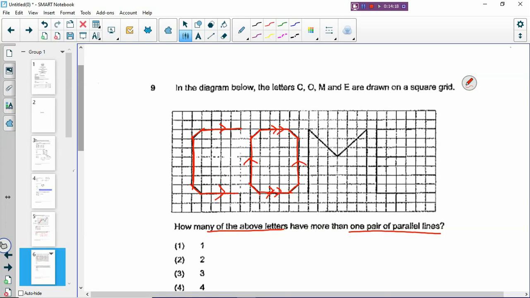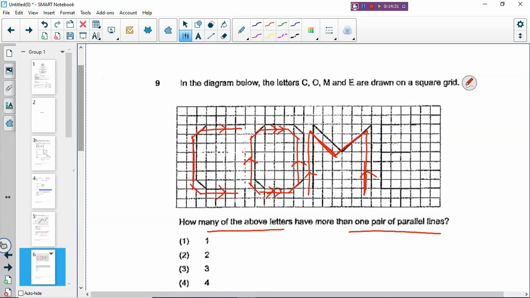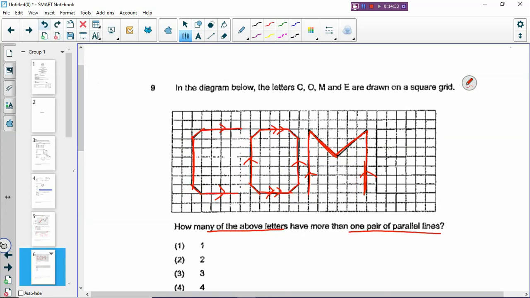All right, letter M. How about letter M? Letter M, that will be only one pair. Over here, there's only one pair, and this is actually a right angle. This is actually a pair of perpendicular lines. When you see a right angle, the two lines are perpendicular to each other. So letter M has only one pair.